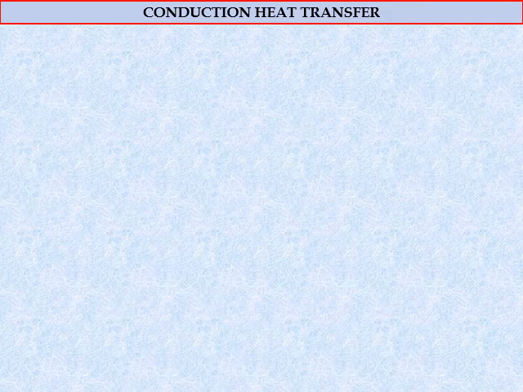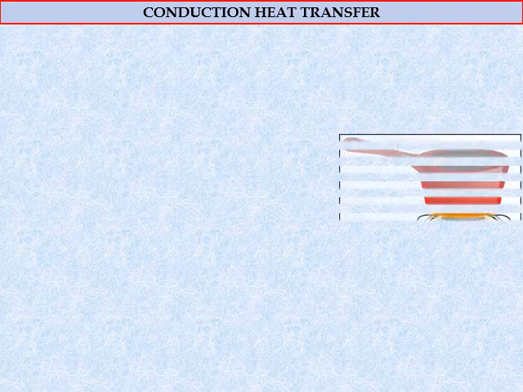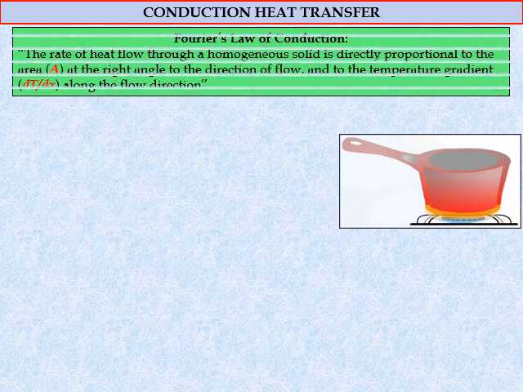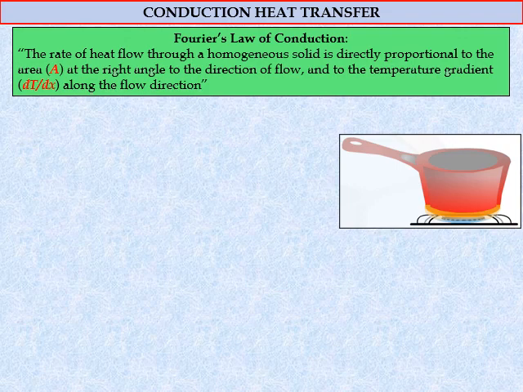Conduction heat transfer, which is the first mode of heat transfer, is heat transfer between solid bodies or within a solid body, from a temperature difference within the solid body. Conduction heat transfer follows Fourier's law, which states: the rate of heat flow through a homogeneous solid is directly proportional to the area A at right angles to the direction of flow and to the temperature gradient dT over dx along the flow direction.